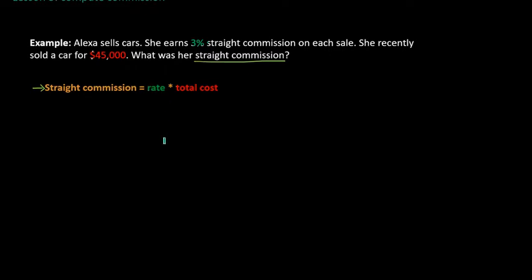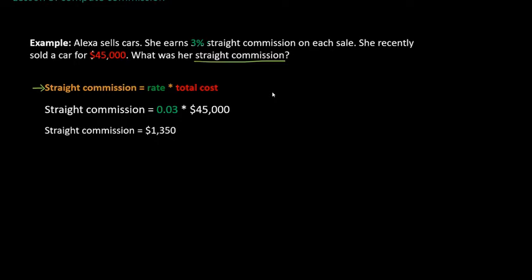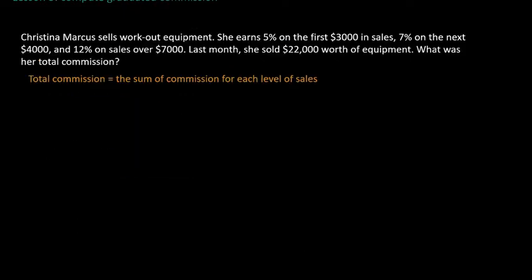But remember, whenever we're computing with percentages, you have to convert to decimal form before you do your calculation. So when I set this up, you can see that I've converted 3% to 0.03. 3%, I've done 3 divided by 100 to convert from percent to decimal form. So I'm going to take 0.03 times 45,000, and I find that her straight commission is $1,350. So that's straight commission. Now let's look at graduated commission.